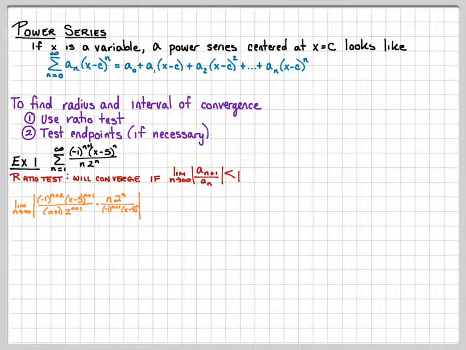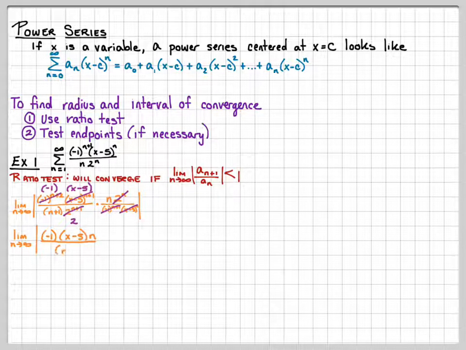Multiplied by the reciprocal of the original series, and then let's simplify. So the 2 to the n and 2 to the n plus 1 cancel out, leaving 2. The (x minus 5) to the n and (x minus 5) to the n plus 1 cancel, leaving 1 times (x minus 5) on the top. The negative 1's cancel, leaving 1 times negative 1 on the top. And so we have the limit as n goes to infinity of the absolute value of negative 1 times (x minus 5) times n over n plus 1 with a 2 in front.